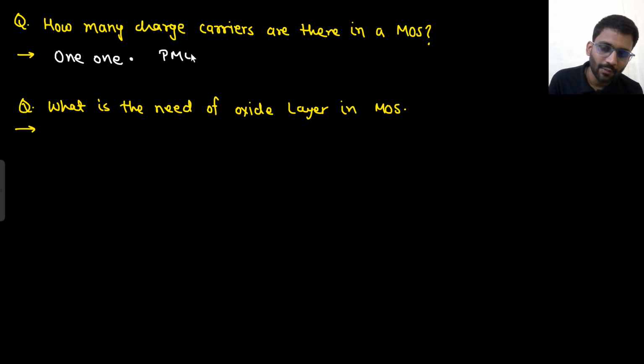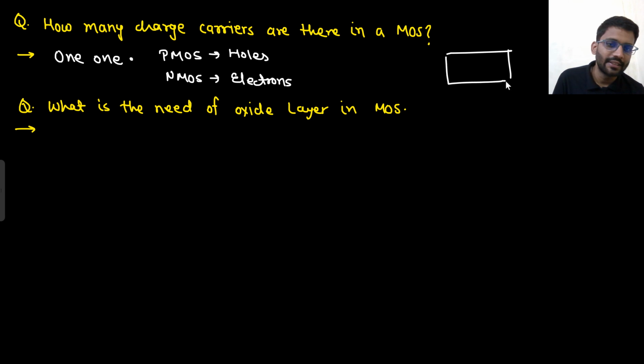What is that? In case of PMOS, what is the charge carrier? Holes. And in case of NMOS, what is the charge carrier? Electrons. When we studied the PN junction, how many charge carriers were there? Two. Because of holes as well as electrons, the current was generated. But here, in case of NMOS, the current is generated because of electrons only. There is no role of holes in the generation of current in NMOS, because of the N plus and N channel. And in case of PMOS, current is generated because of holes only.